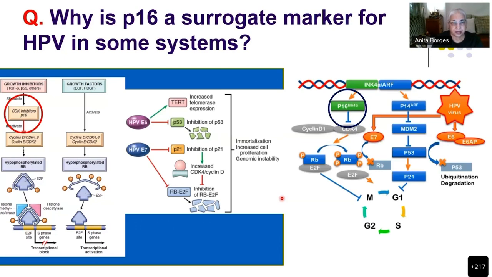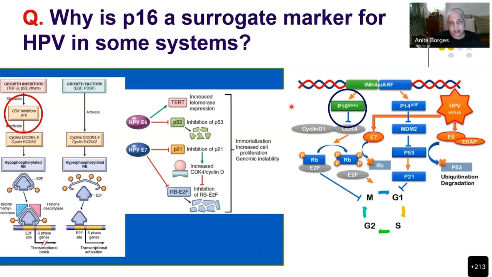Now, E6 inhibits P53, so that's one mechanism by which it promotes tumorigenesis. The other mechanism is that it inhibits RB, either directly or through the inhibition of P21. One way or the other, P16 accumulates in the system because there is no negative feedback.